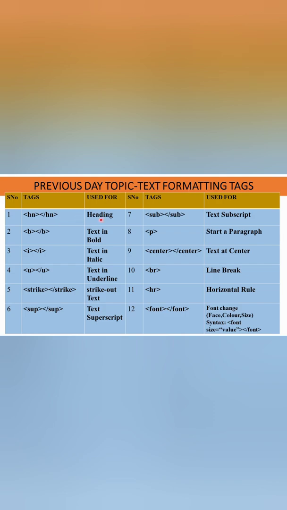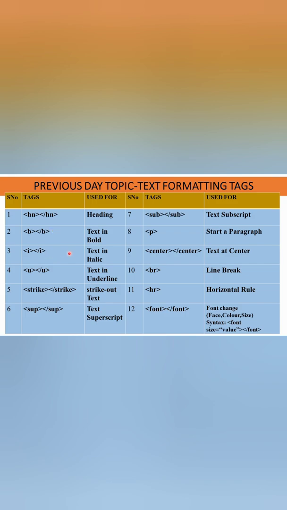First, heading tags. If you want to create a heading for your web page, you can use these heading tags. Here n varies from 1 to 6, so you can use h1 to h6. h1 will be the largest heading and h6 will be the smallest heading. Next, the B tag, that is the bold tag. If you want to make your text bold on your web page, then you can go for this B tag.